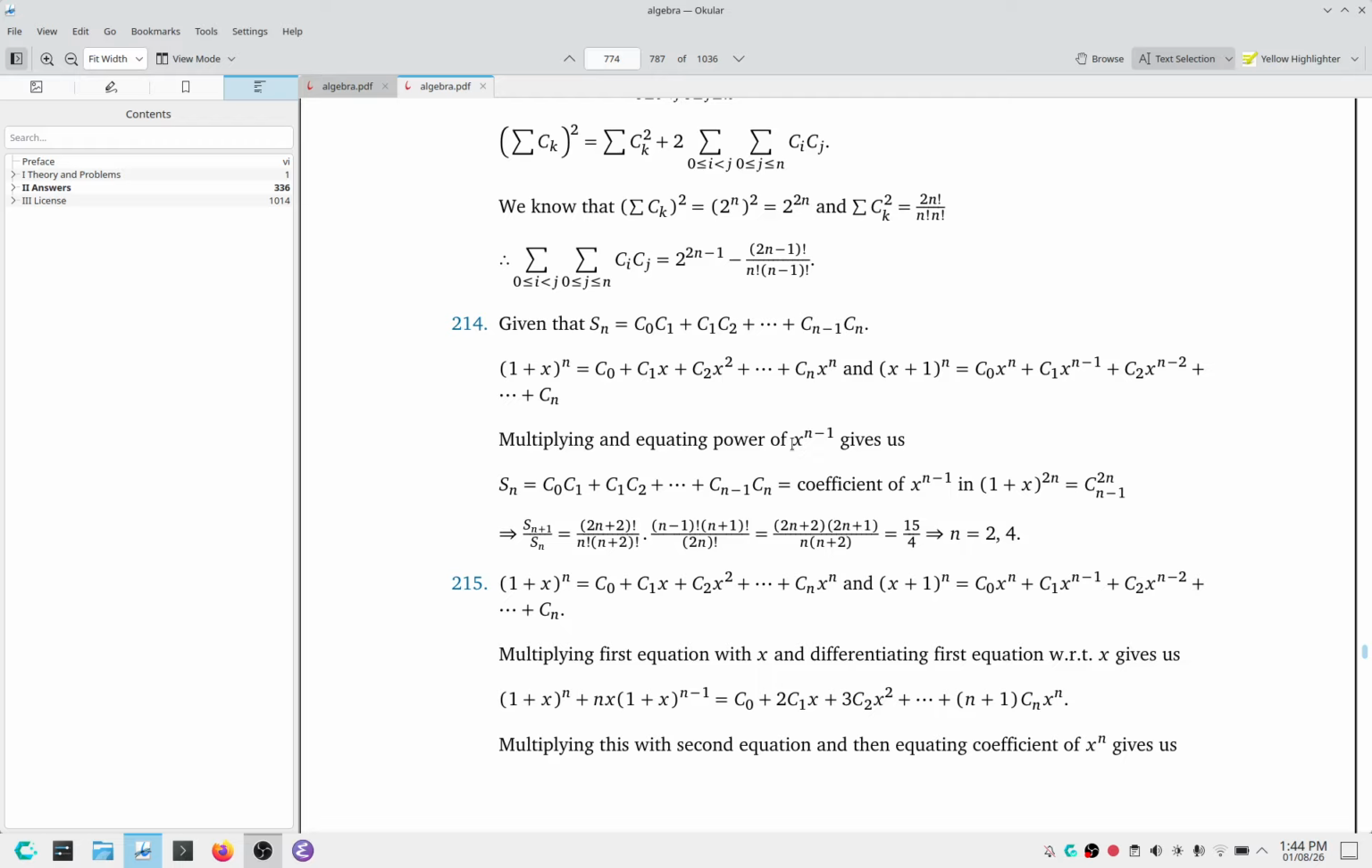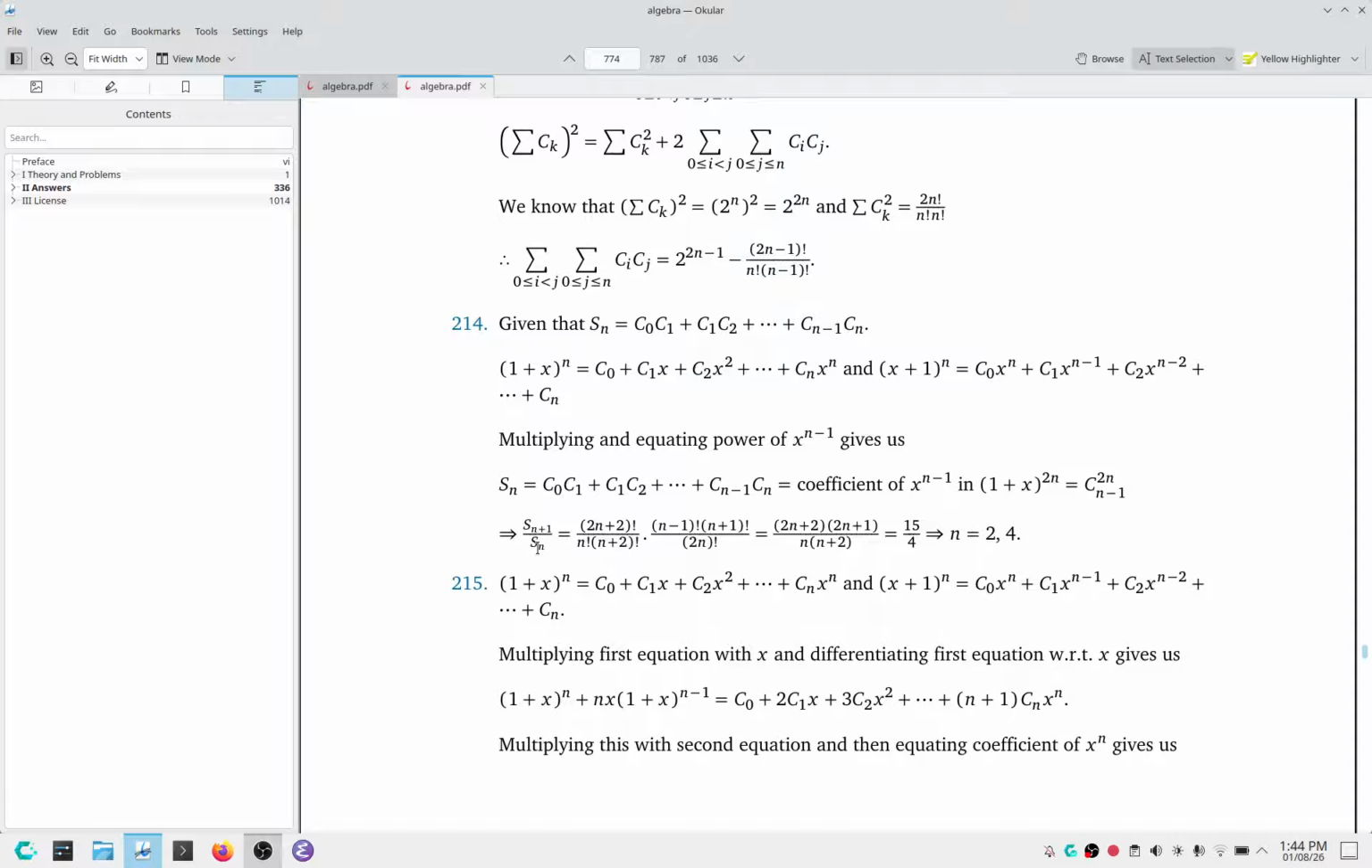So we multiply these two and we equate the power of x to the power n minus 1. So we get Sn is equal to C0 C1 plus C1 C2 up to Cn minus 1 Cn. So the coefficient of x to the power n minus 1 would be 2n C n minus 1.